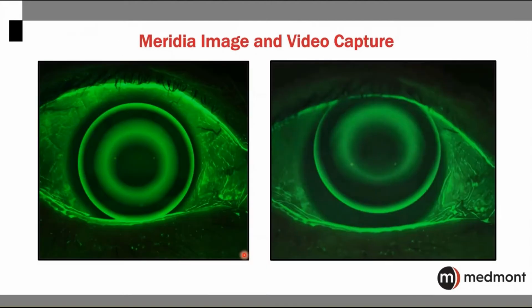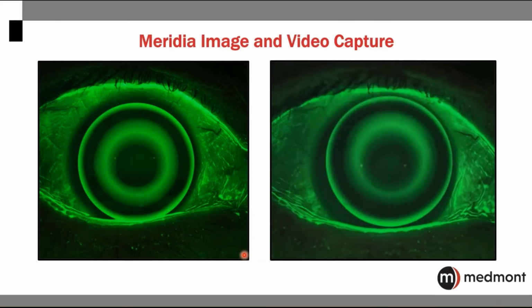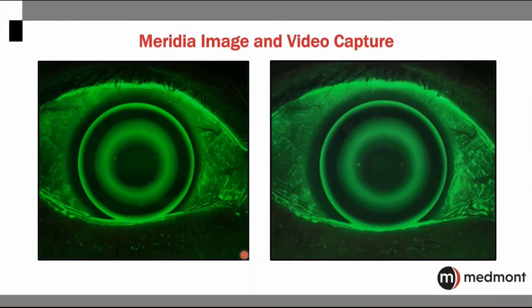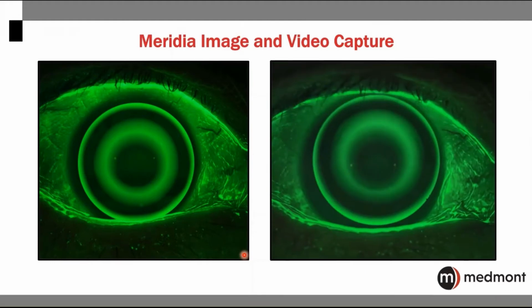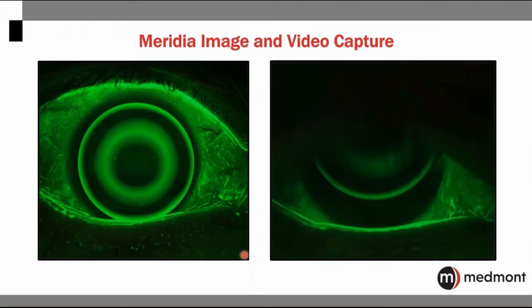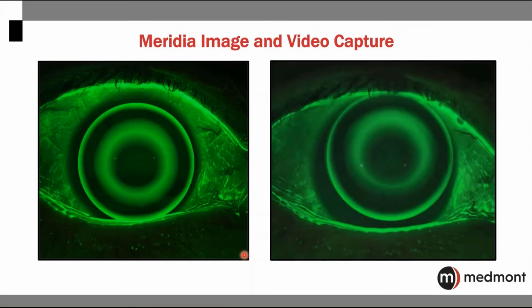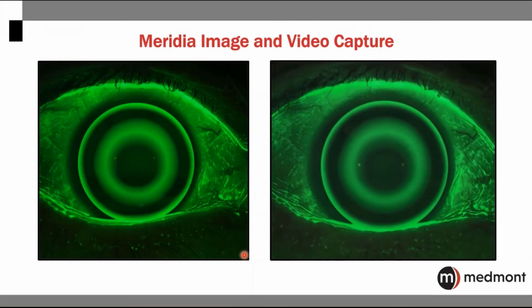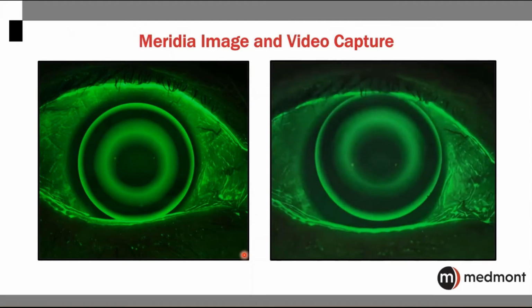One of the exciting new features of the Medmont Meridia Pro is its ability to image and video the fluorescein patterns of our lenses. And this can be helpful when we're trying to document or we want to communicate the fit to the lab for assistance. So you'll find that this option added to your corneal topographer creates a powerful tool in our specialty contact lens practices.